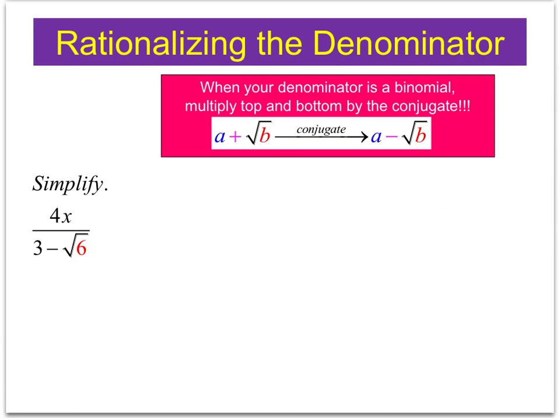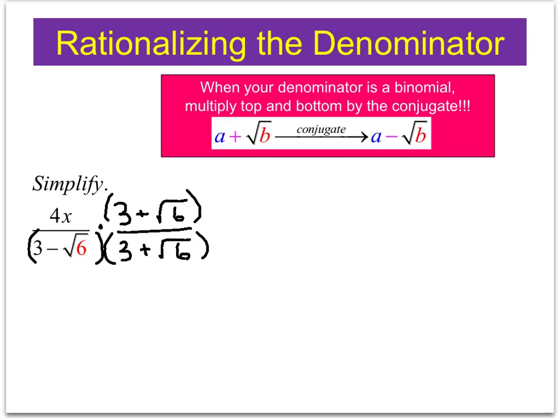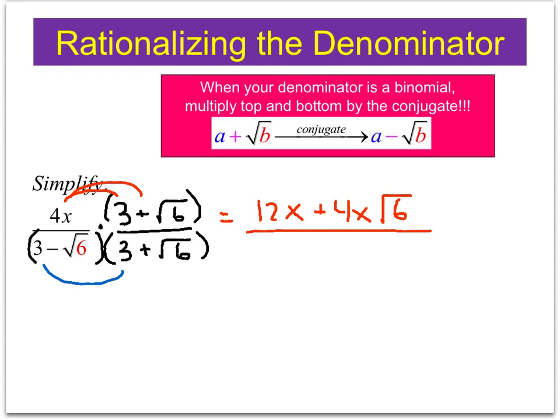Whenever our denominator is not a monomial, to rationalize, you must multiply by the conjugate. So remember, conjugate just means change the sign of only the radical term. So for this problem here, we're going to multiply top and bottom by 3 plus the square root of 6. Make sure you put it in parentheses so you remember to double distribute. So on the top, we're going to get 12x plus 4x times the radical 6 all over 9 plus 3 radical 6.